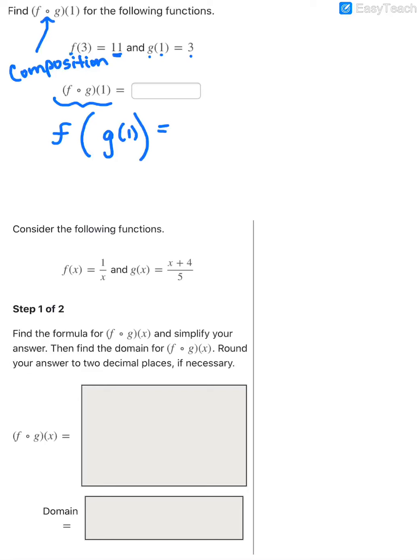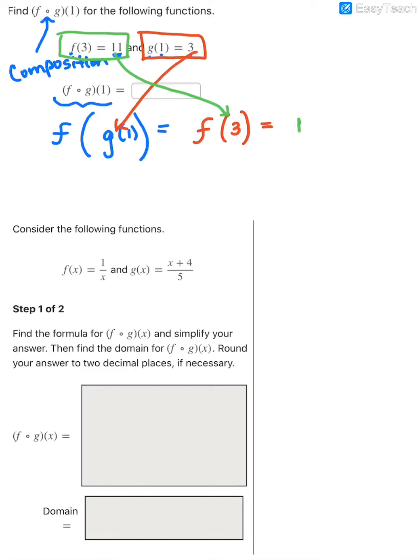So what I'm going to do with this is, since they told me the g of 1 is 3, I'm going to put the 3 in place of that. So then this just becomes the f of 3. And then if you look at what they defined here, they told you that f of 3 has a value of 11. So that would be the answer to that particular composition.